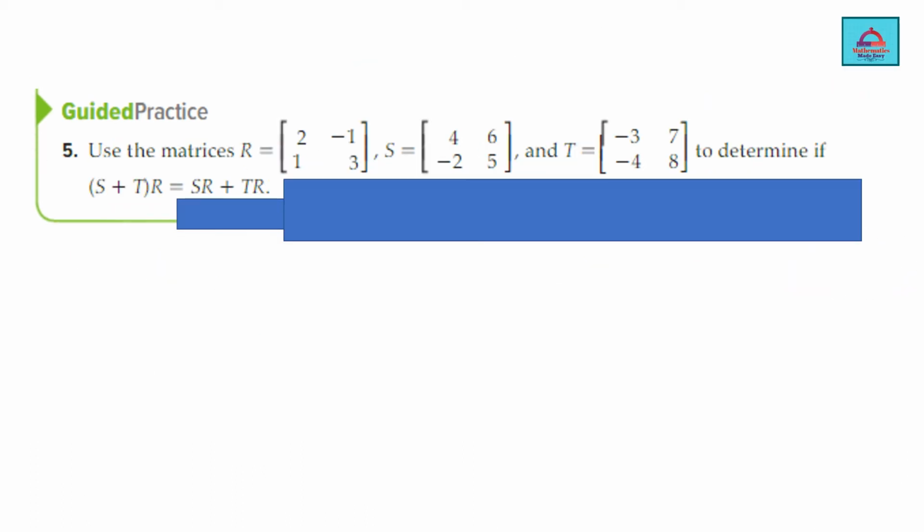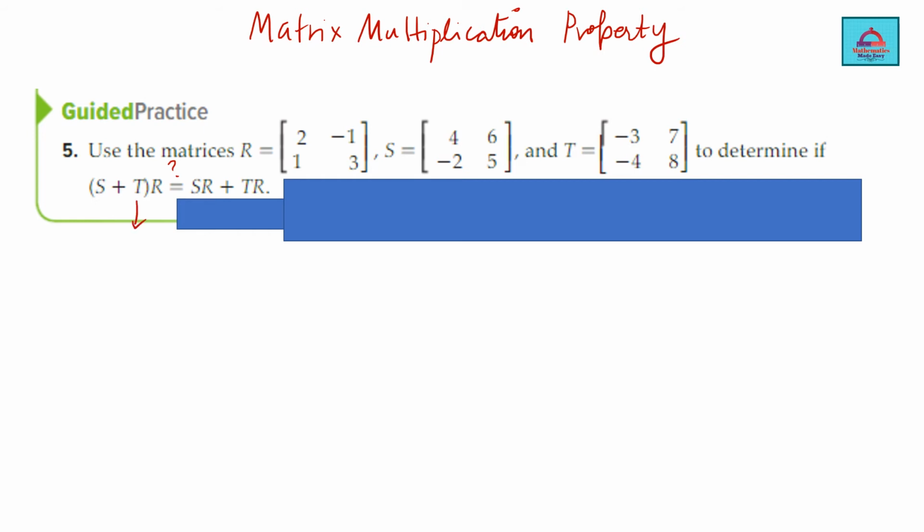Okay, let's solve this question now. Again, this is on matrix multiplication properties. We are going to, in this question, verify the property of distribution. So what you need to check? You need to check S plus T multiplied with R, is it equal to SR plus TR? So this is called right distributive property.